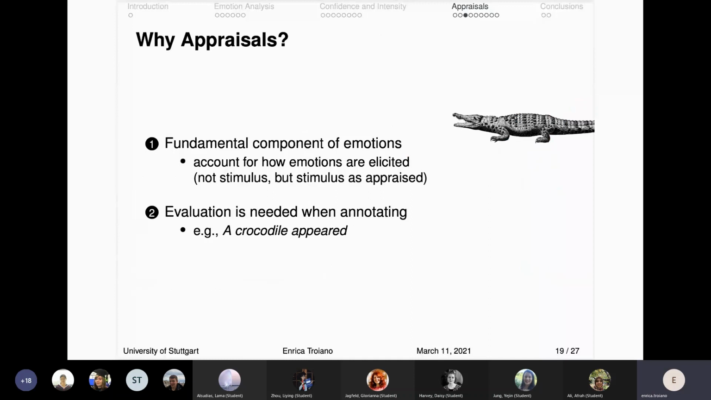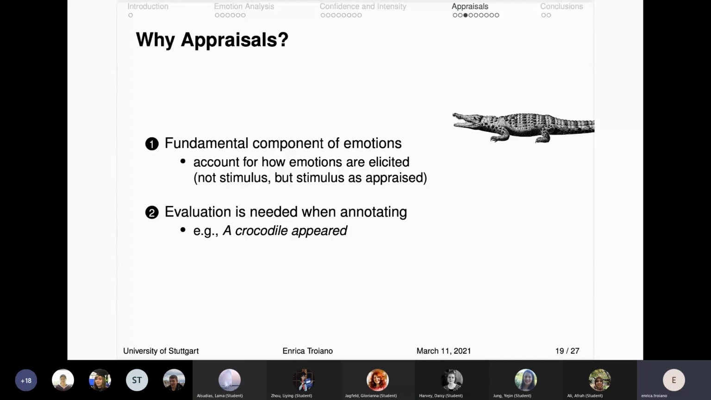Why do we care about annotating appraisals? Well, because appraisals are a fundamental component of emotions, in the sense that they account for the ways in which emotions are elicited. I'm not scared because I see a crocodile, but I'm scared for how I evaluate the crocodile. I evaluate it as dangerous.